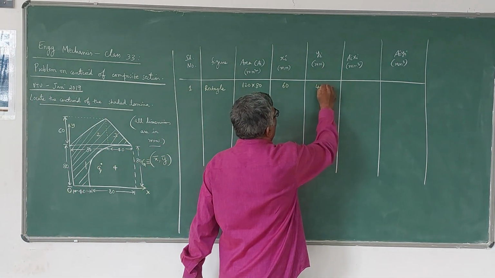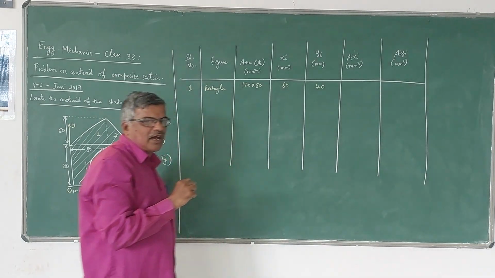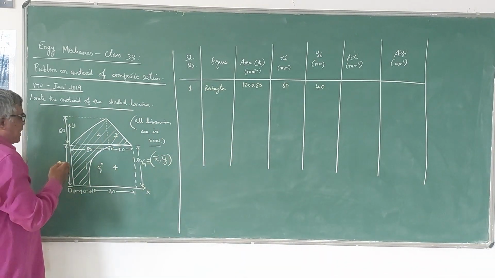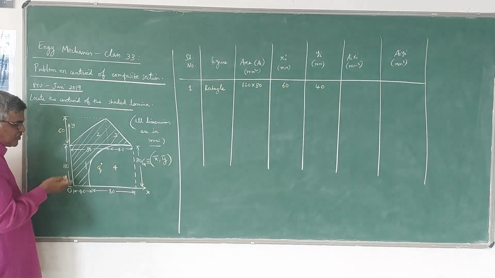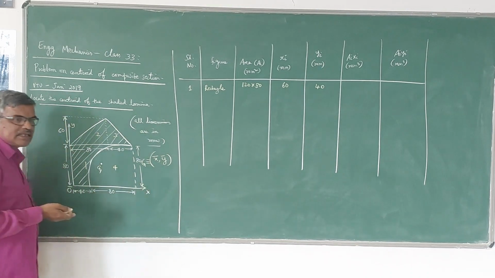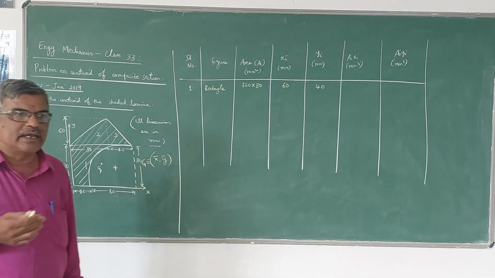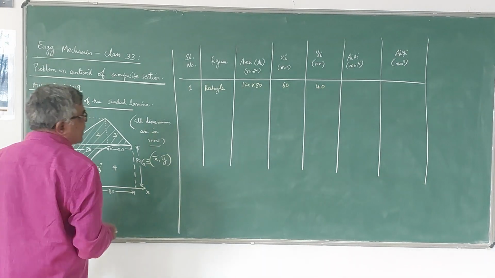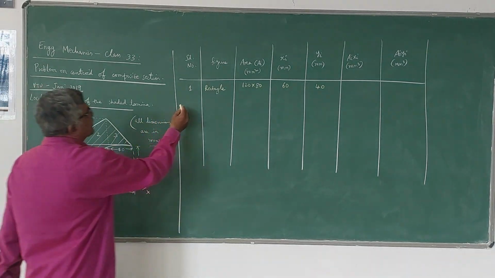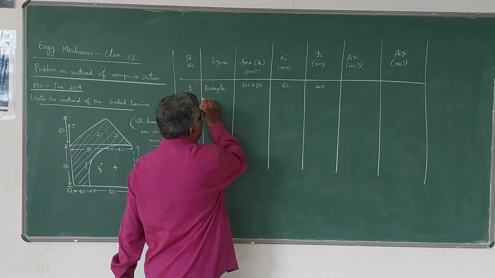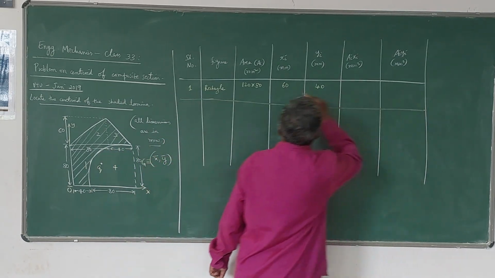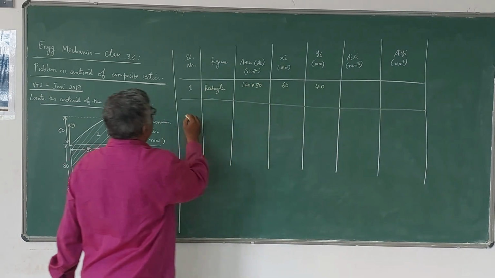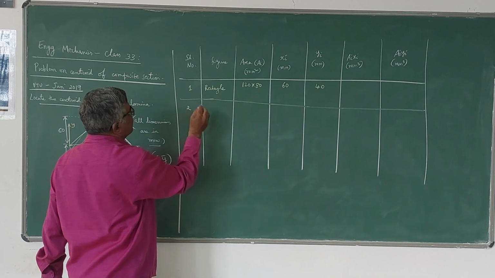Please note that all the values of xi and yi are positive because I have taken the leftmost edge as the y-axis and the bottommost edge as the x-axis, so they lie in the first quadrant. We will take the products later. First I will fill in the first 3 values, then we will take the products and add.